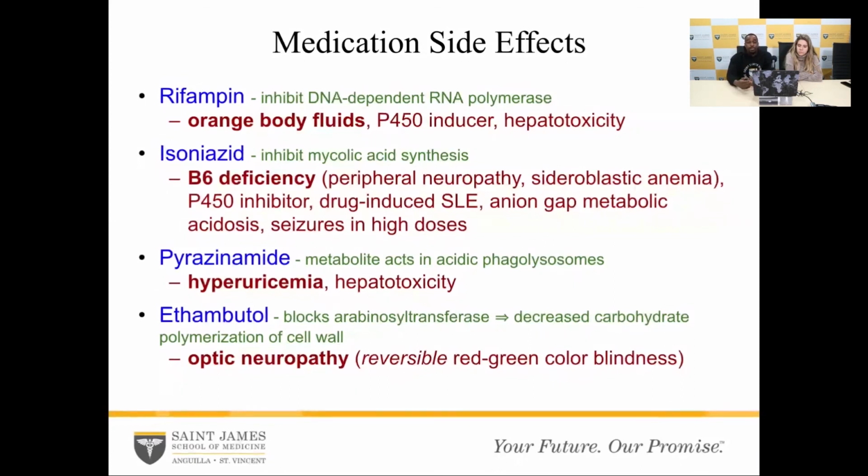Pyrazinamide goes into the phagolysosomes, so that makes the lysosomes even stronger, so the macrophages can fight the TB better. And the side effect of that causes hyperuricemia, which can cause gout. And also ethambutol, the last one, it also affects the cell wall formation. And the side effect of that is vision problems.